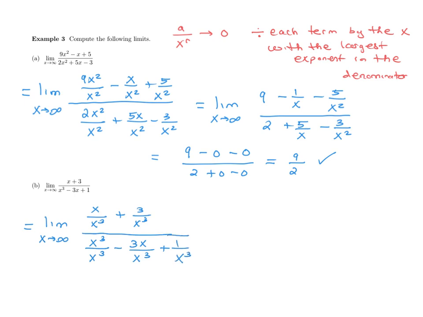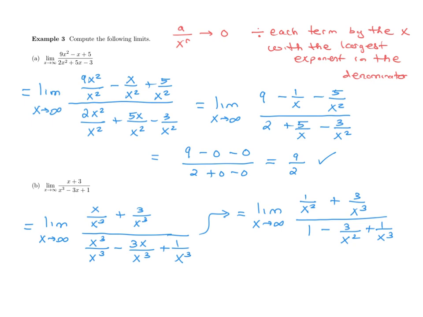I have to simplify this. If I want to apply this fact, I can't here because I don't have a constant over an x. I have an x over an x. But this is not too bad to simplify. This is the limit as x goes to infinity of 1 over x squared plus 3 over x cubed, all over 1 minus 3 over x squared plus 1 over x cubed.